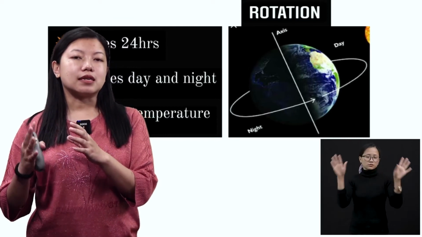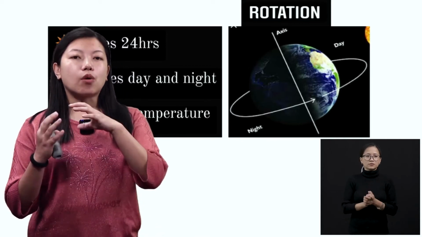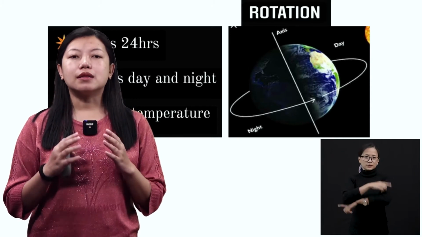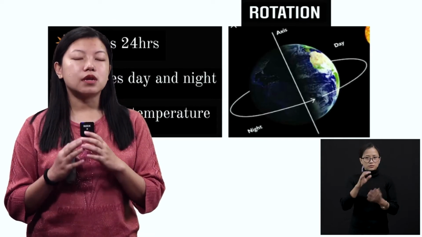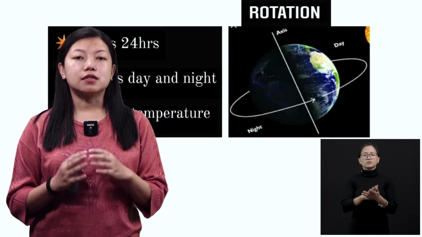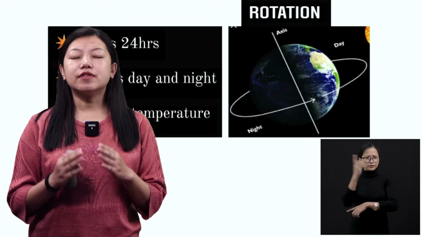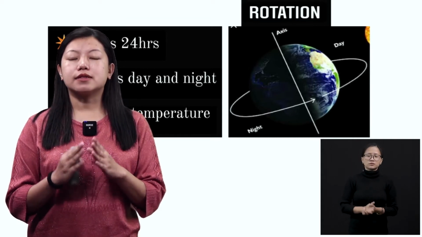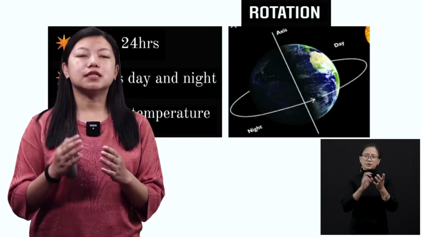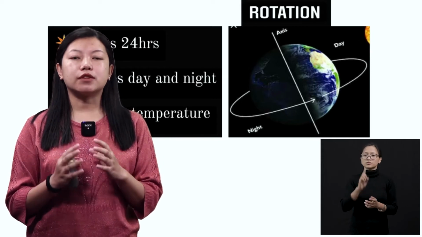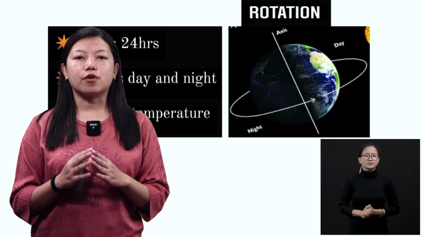Now the brighter side is daytime and the darker side is experiencing nighttime. In order to make this one rotation, the Earth takes 24 hours. The Earth takes 24 hours to complete one rotation. That is why every day we have 24 hours, starting from 12 midnight or 1 a.m. till midnight, it counts up to 24 hours. So one rotation takes 24 hours.